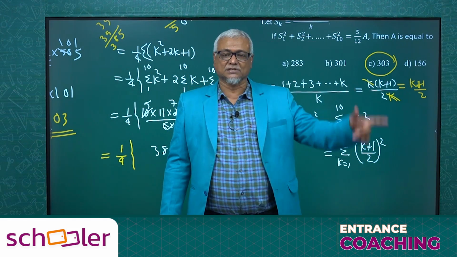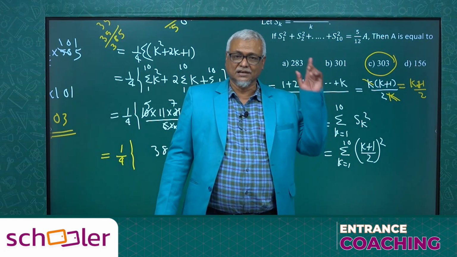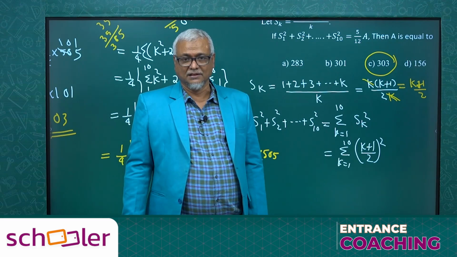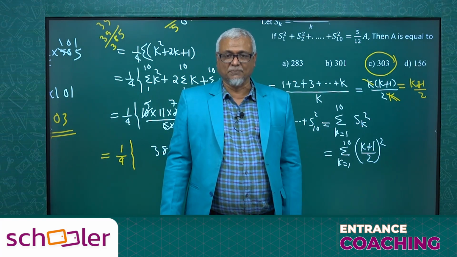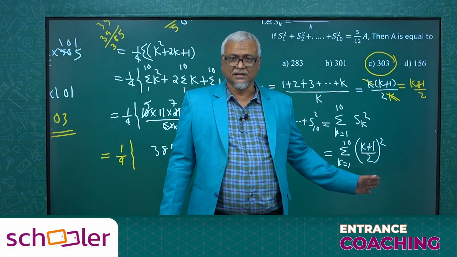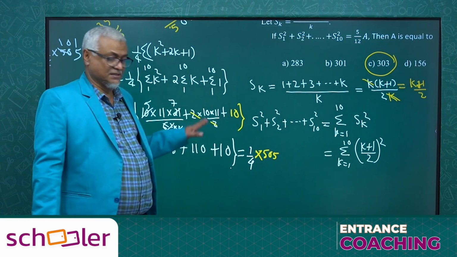2 square plus 3 square plus etc. plus 11 square can be written as 1 square plus 2 square plus up to 11 square minus 1. So you use only one formula, that for 1 square plus 2 square plus etc. plus 11 square. Of course, you can also do the other way; that may be easier. And this is also not so difficult.